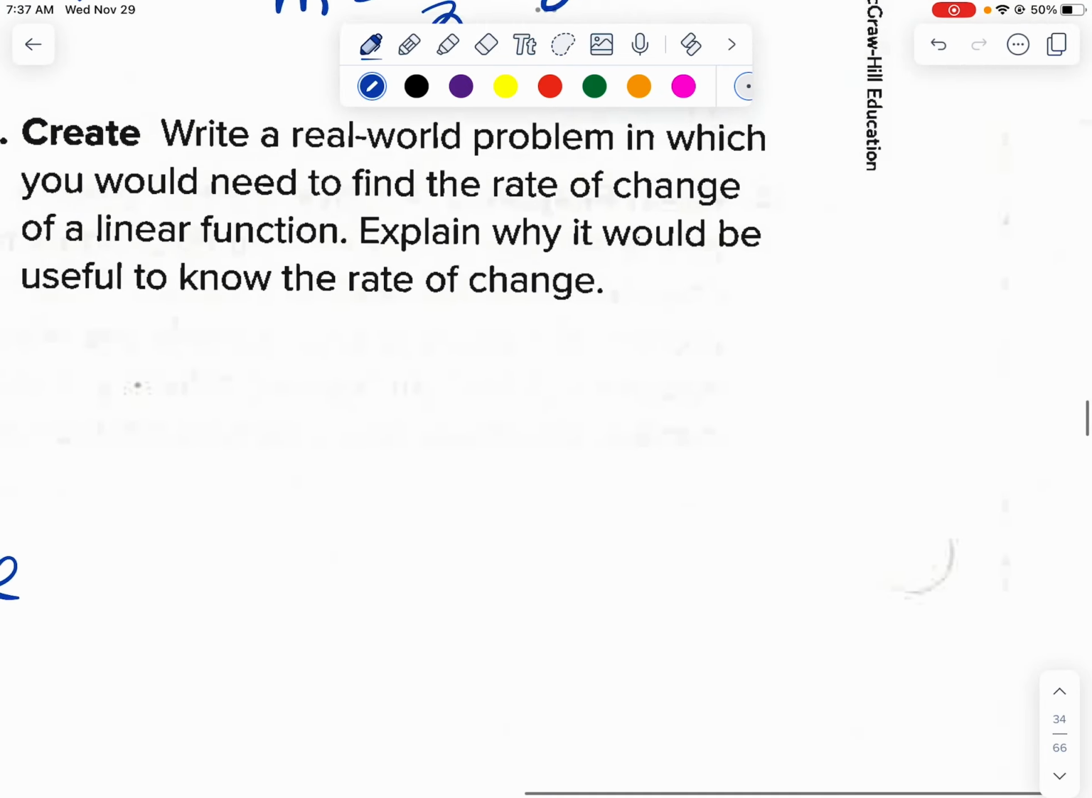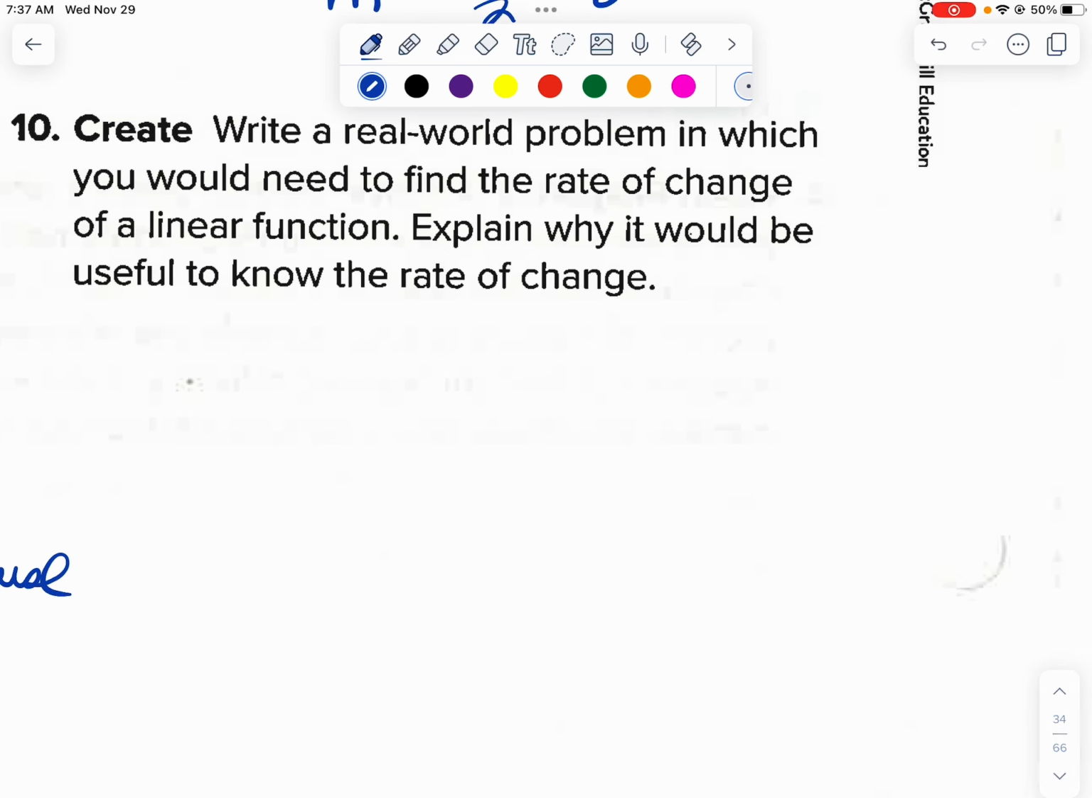Okay. Last but not least, write a real world problem in which you would need to find the rate of change of a linear function. Explain why it would be useful to know the rate of change.